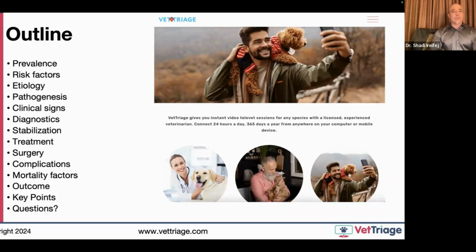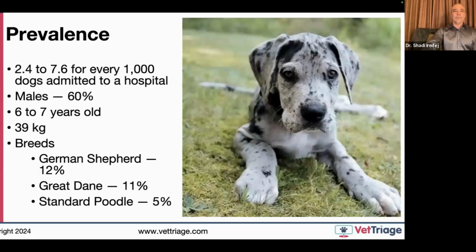This is our outline. We'll start off with the prevalence of the disease, followed by reported risk factors. We'll talk about the etiology, the pathogenesis, clinical signs, diagnostics, stabilization, treatment, surgery, and then post-op complications, mortality factors, what kind of outcome you can expect, and then some final key points before we have any questions.